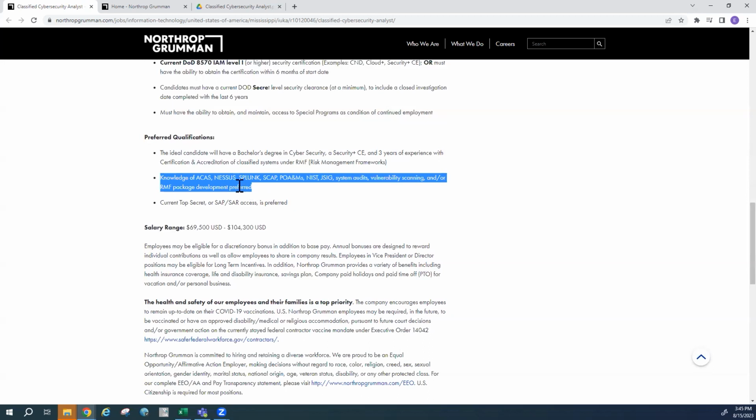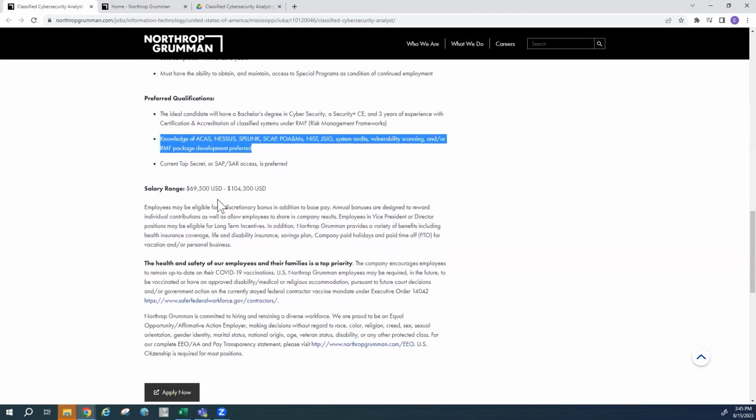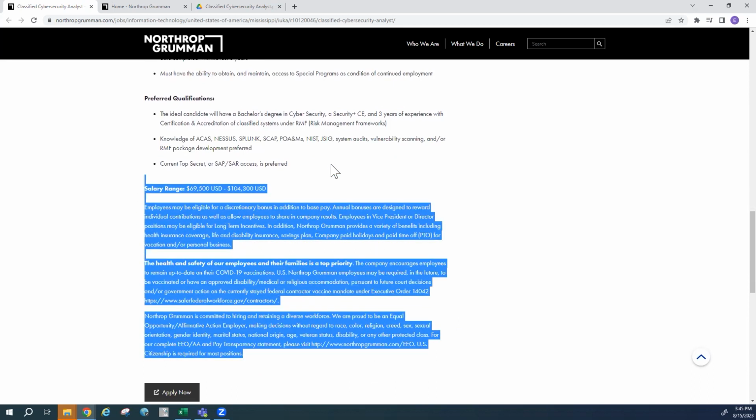And all the tools here: Nessus is for vulnerability scanning. Splunk here is what they call a SIEM tool. NIST is a framework. All right. Also, system audit and vulnerability scanning. Vulnerability scanning is the same thing that they do with Nessus. Okay. So if you don't know this, you can check them out on YouTube. And the salary range is up to $104,000. And now they have other benefits as well.